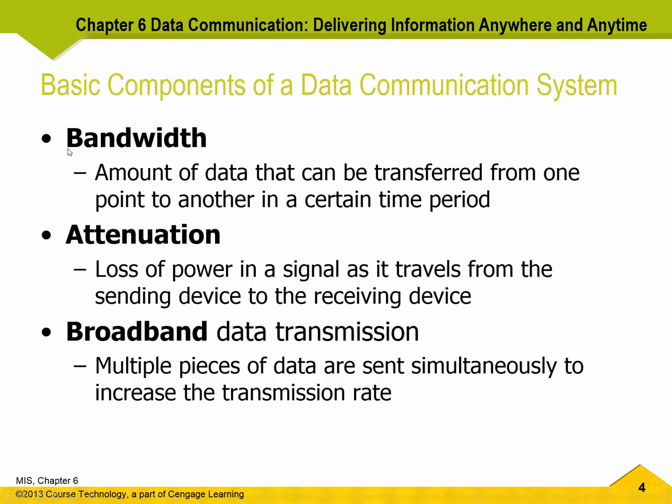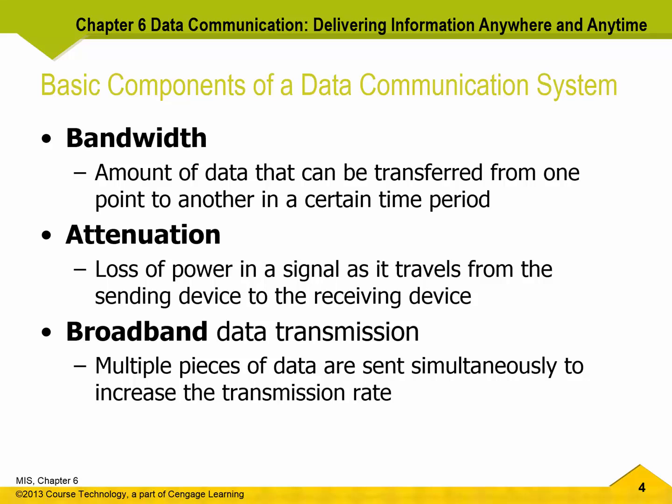Okay, some basic components are bandwidth. We measure bandwidth, which is the amount of data that can be transferred during a certain time period, with two different characteristics. One is called the baud rate, B-A-U-D, and the baud rate is a measurement of the capabilities of the network media, the kind of cables or fiber optics or wireless connection that you're using.